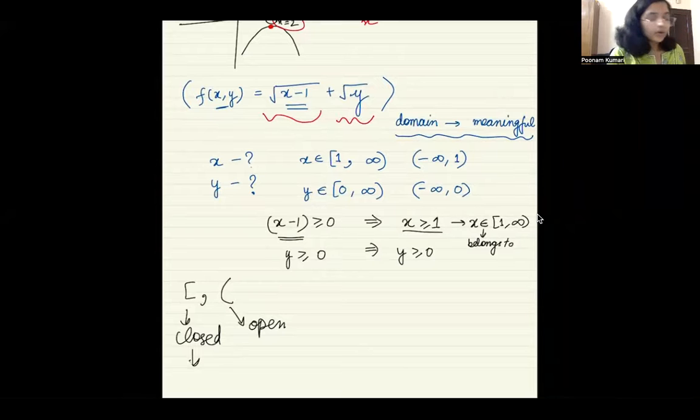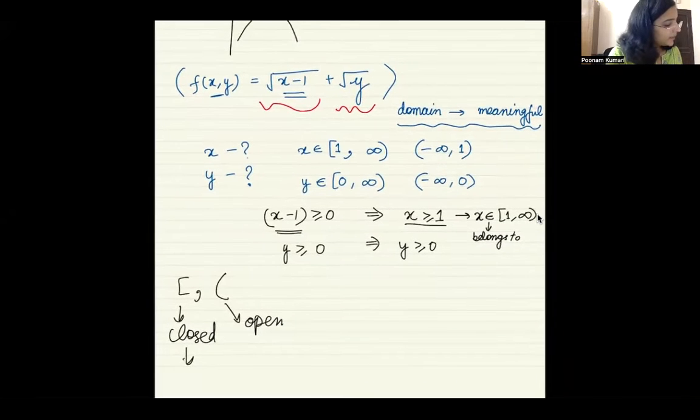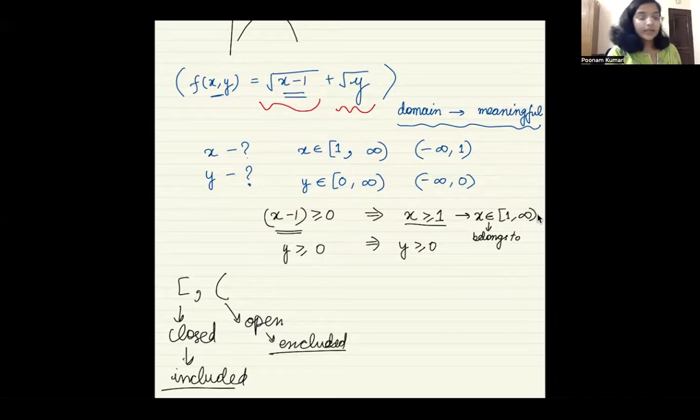So here, closed bracket 1 means that 1 can be a value, 1 is included, and open means it is not included, okay? It is excluded. This is included, this is excluded, okay, all right.